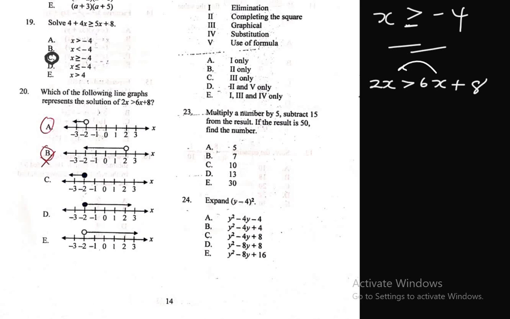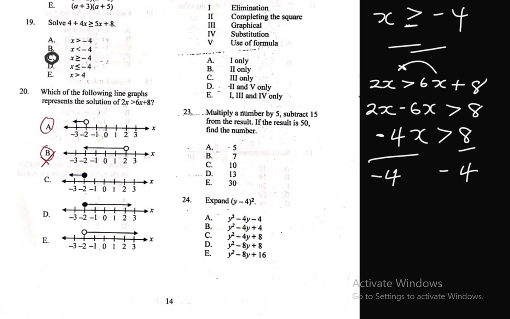Move 6x here, it changes to negative 6x. 2x minus 6x is greater than 8. 2x minus 6x will give me minus 4x is greater than 8. Now divide both sides by minus 4. It is only when you divide by a negative number that the inequality sign changes and faces the other side. Because I'm dividing both sides by negative 4, the inequality sign faces this way, and my answer is x less than minus 2.